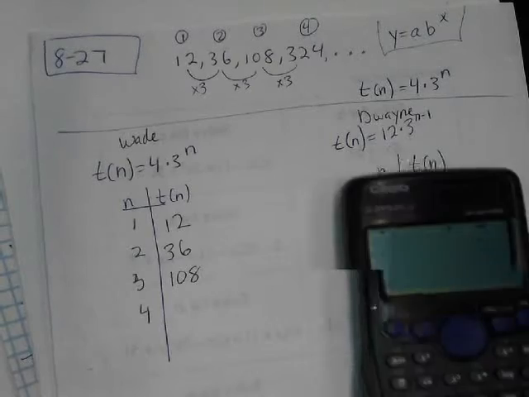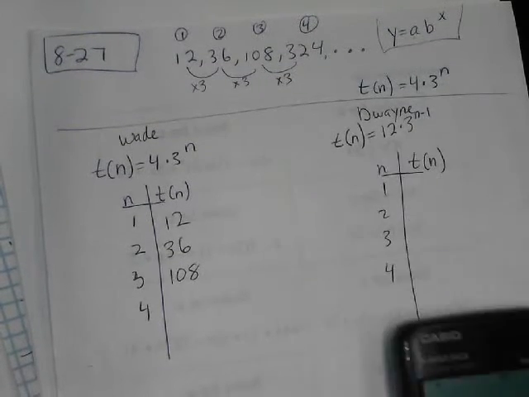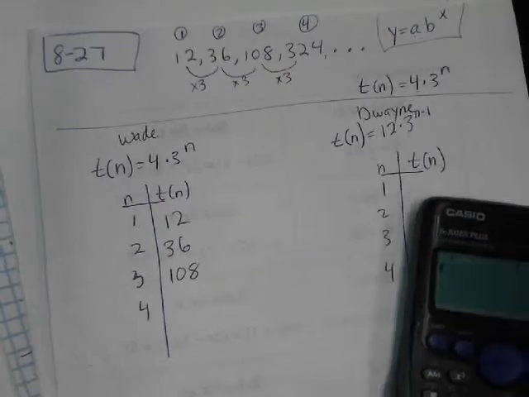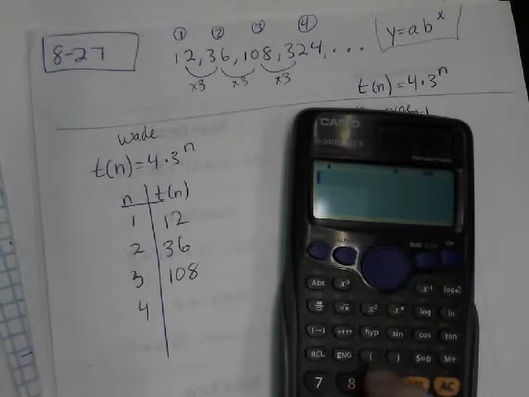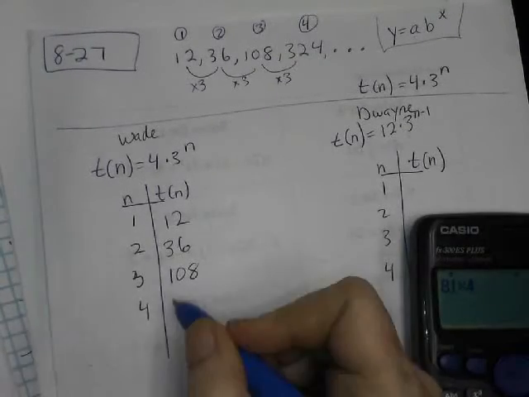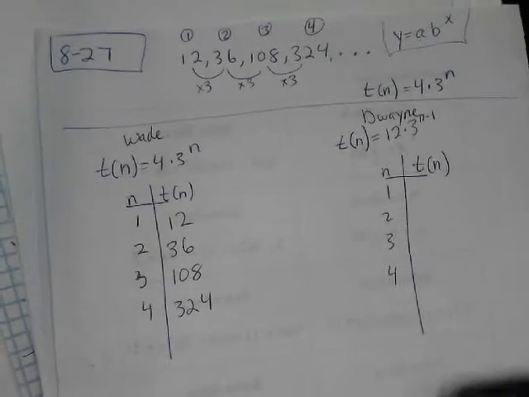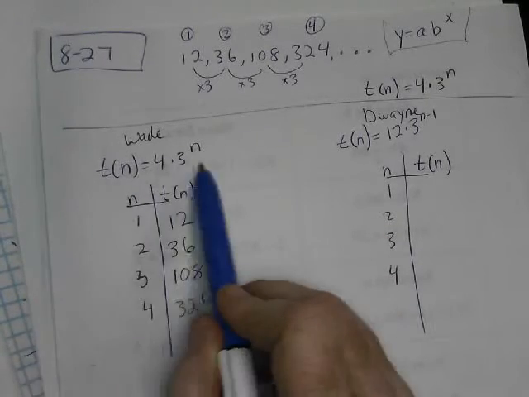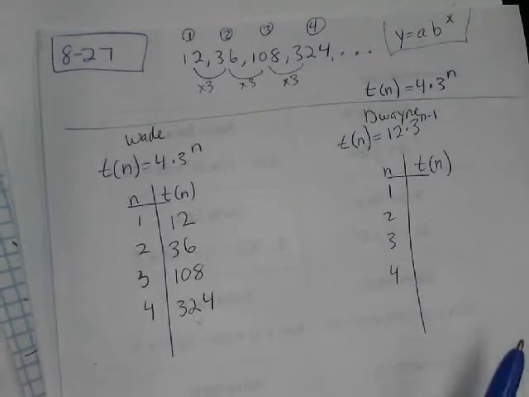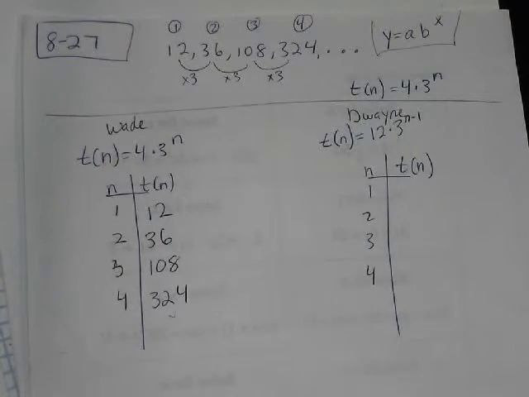3 to the 4th is 324. No. 3 to the 4th is 81 times 4, which is 324, I'll bet. 81 times 4 is 324. So that is very interesting, that with Wade's little formula, we got the same sequence. And then with Dwayne, I'm going to guess we're going to end up with the same thing.